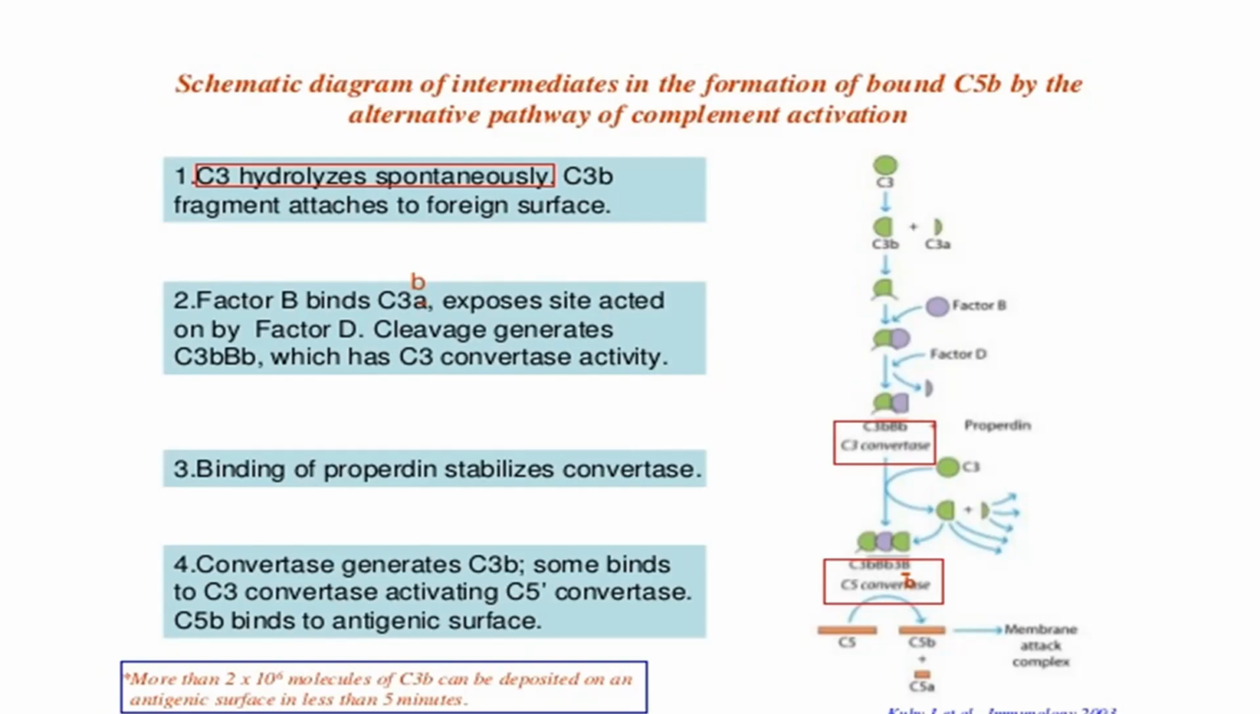Binding of properdin stabilizes the convertase. The protein which we have, known as properdin, binds to this enzyme, and this binding stabilizes the convertase enzyme. The enzymes which are formed can easily convert to the next step. The convertase generates C3b.